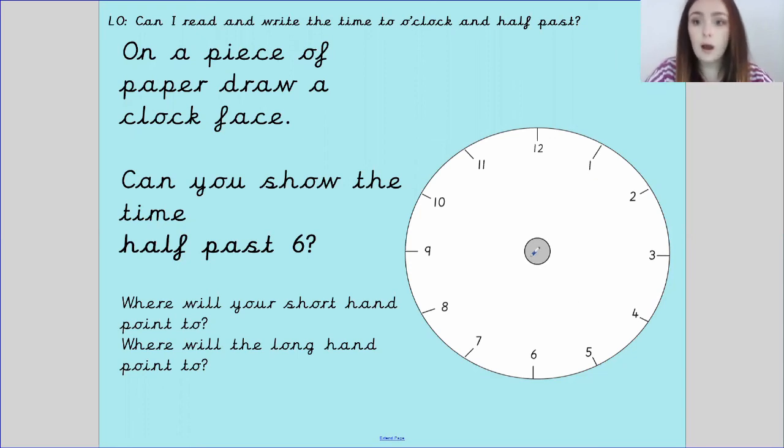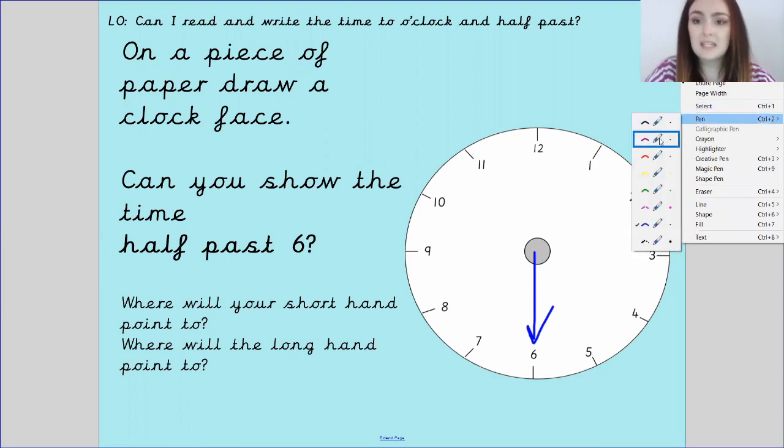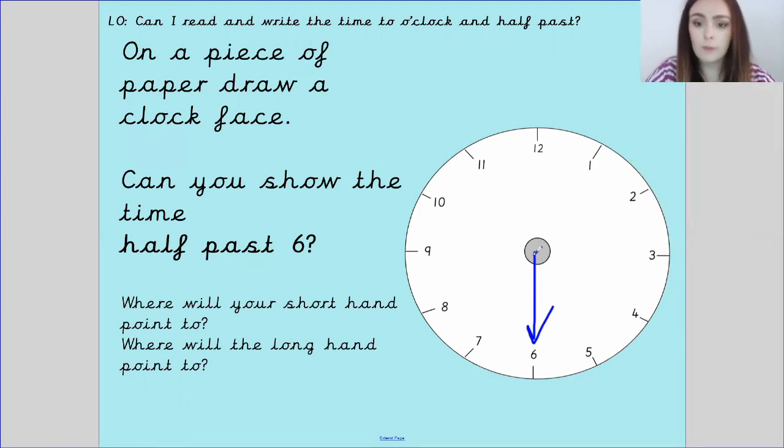Because we are showing 6:30, our long hand needs to be pointing to the 6, as this shows it's half past. Because it's half past, our short hand needs to be pointing halfway between the 6 and the 7, as this shows it's 6:30. Well done if you got that correct.